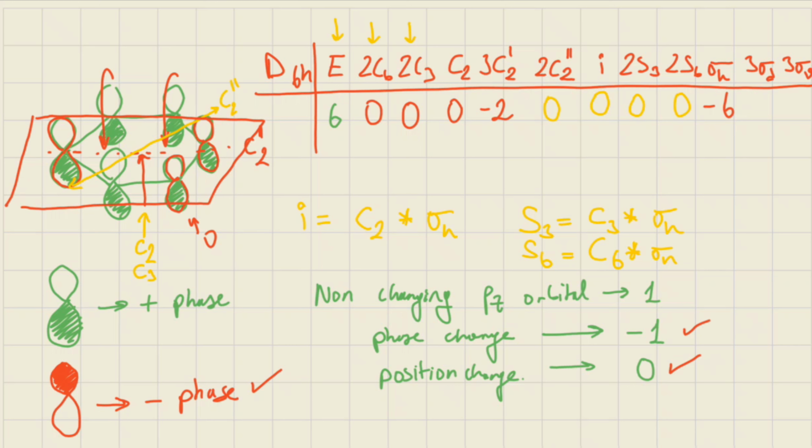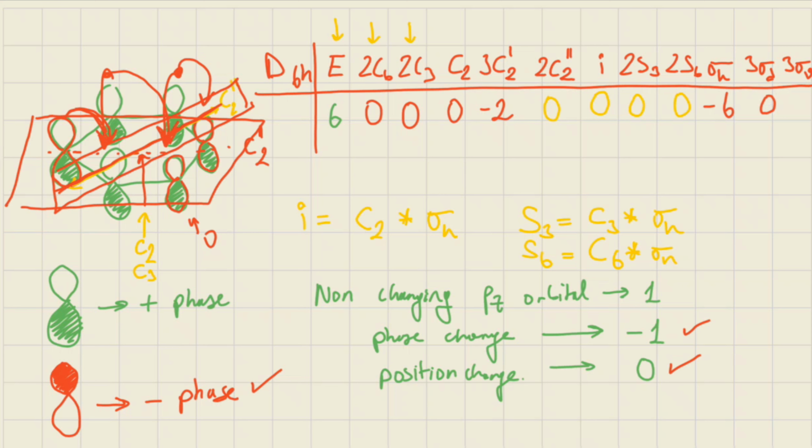And sigma d, so sigma d again passes from here. Okay, you may think a mirror, there is a mirror here. Okay, and this pz orbital will go here, this pz orbital will go here, and this pz orbital will go here. In this case, if we apply the sigma d, it will be 0.